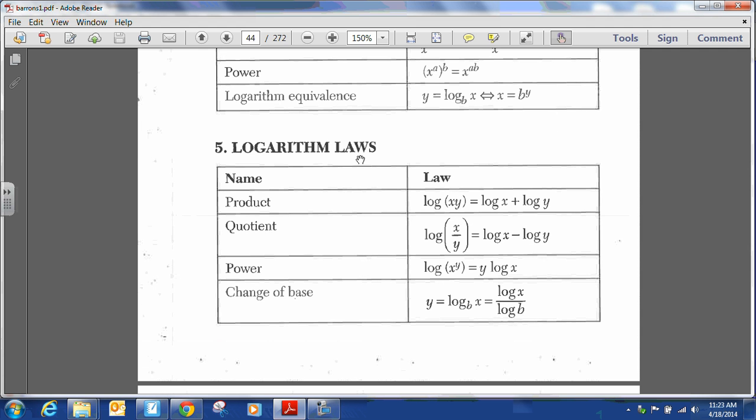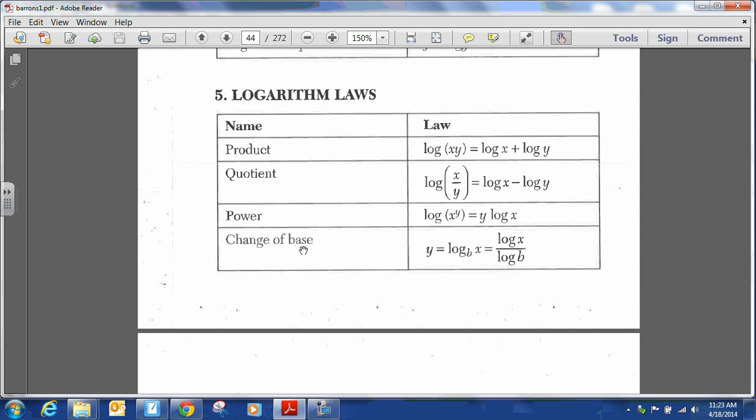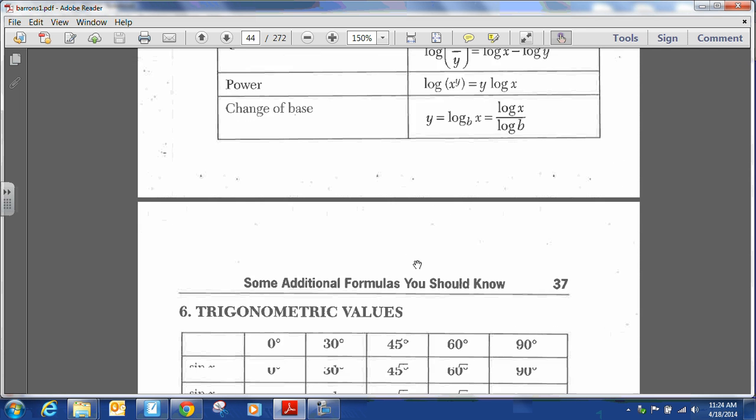All right, here's all your properties of logarithms, your product rule, quotient rule, power rule, and here's your change of base, which we also had studied. When you have log base b of x, you can also solve this by changing it to log of x divided by log of b. Of course, when there's no base written, it's base 10. That means you can use your calculator.